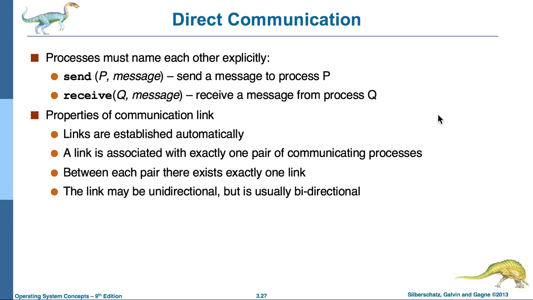The links are established automatically. A link is associated with exactly one pair of communicating processes. And then furthermore, between each pair, there exists exactly one link. And then finally, again, the link can be unidirectional, but typically is bidirectional.